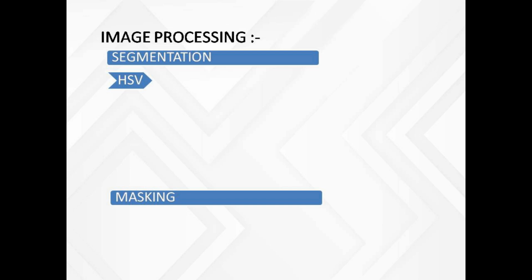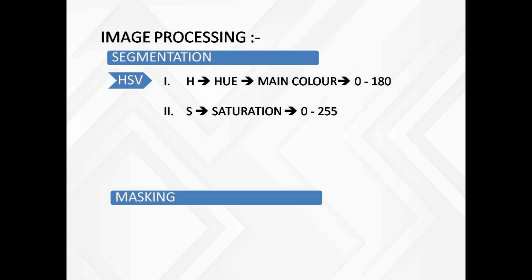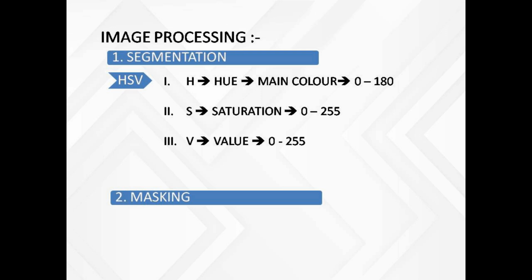image. So here HSV transformation stands for H, S and V. H stands for hue, which is my main color. S stands for saturation, meaning how much white color is blended with my main color. V is the amount by which my main color got blended with black. Here H lies between 0 to 180, saturation lies between 0 to 255, and value lies between 0 to 255.